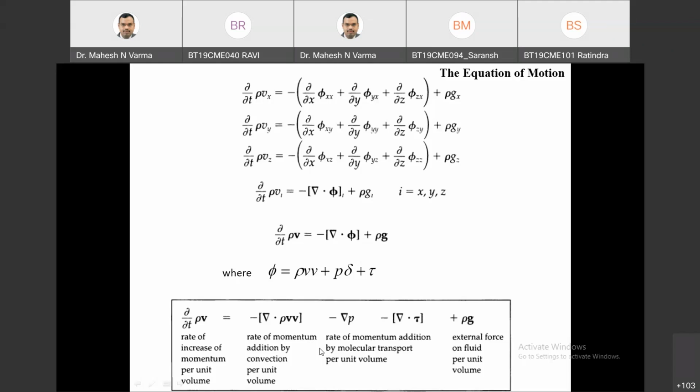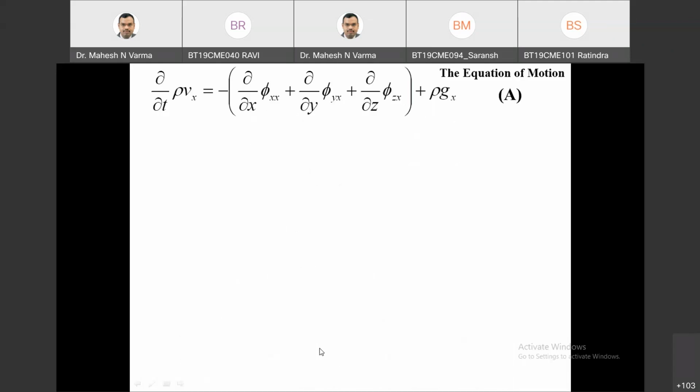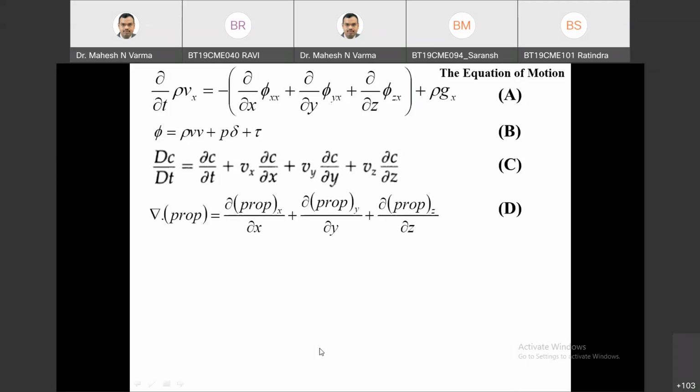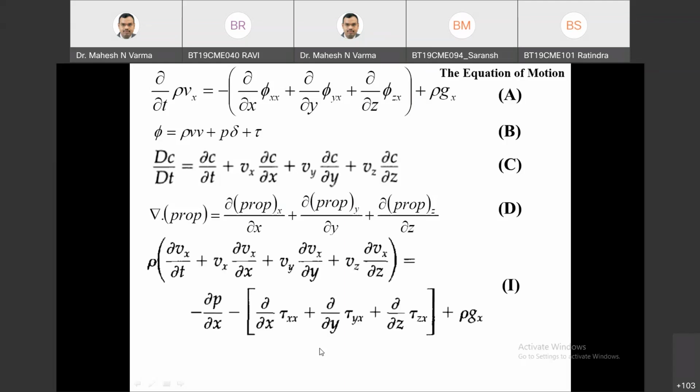Okay, so this is the equation. This is a form of the equation. And then this is the definition of total flux, and this is the substantial time derivative definition. And this is the definition of divergence of property. Combining these, we can derive this equation. So here density is not constant. That you need to remember.